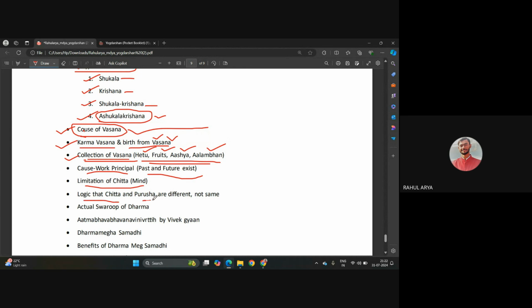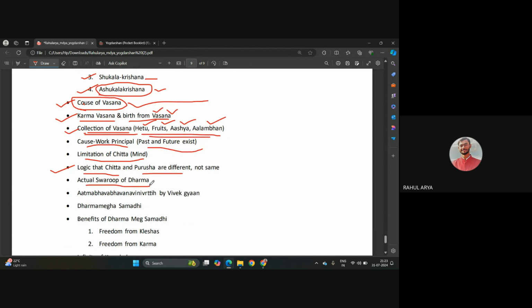The logic that chitta and purusha are different is given. That chitta is jada, and purusha is chetan, his consciousness. How chitta and purusha are both different, that difference is described here. Many sutras are explaining that chitta is different and purusha is different, because chitta is part of prakriti, and purusha is part of the soul. And soul is pure consciousness.